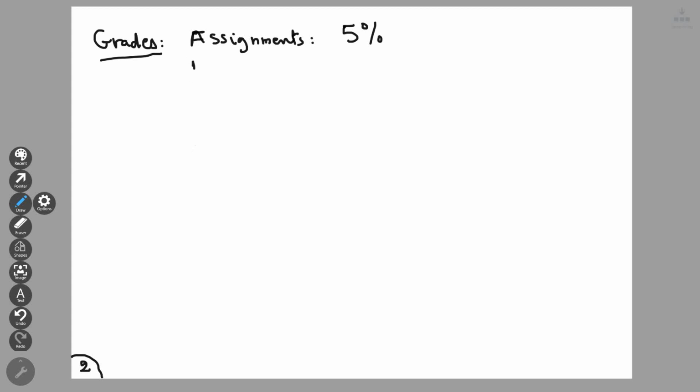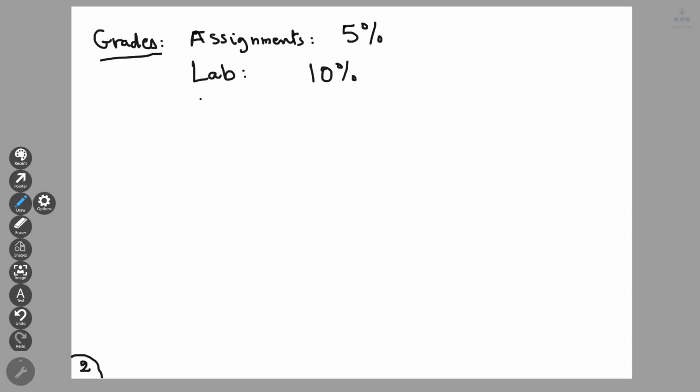Then we'll have the lab. Every week we have a lab. If you come to the lab, you get 5%. But if you come and sleep during the lab, you only get 5%. The lab grade is 10%. The other 5% is your activity during the lab. How much you work during the lab, what are the results you produce during the lab.